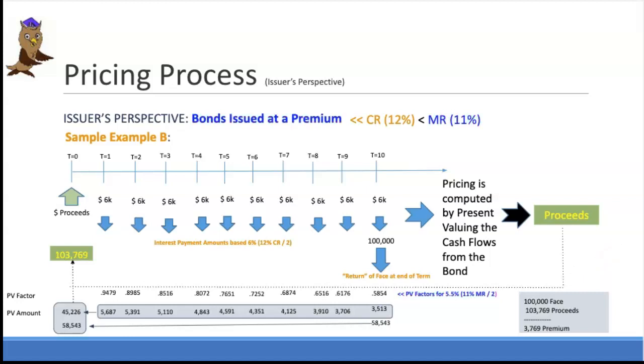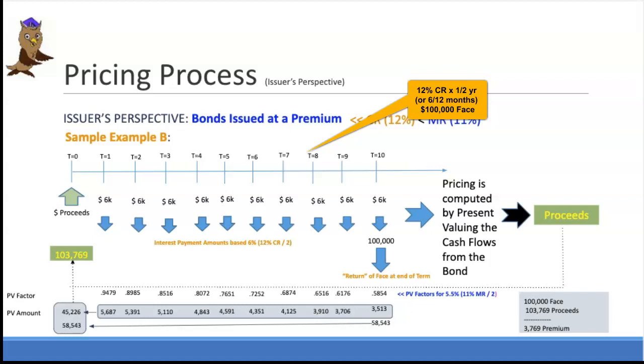Lastly, let's talk about bonds issued at a premium. Still assuming a contract rate of 12%, but now a market rate of 11%. Now don't forget, these are annual rates. The interest payments are still the same.